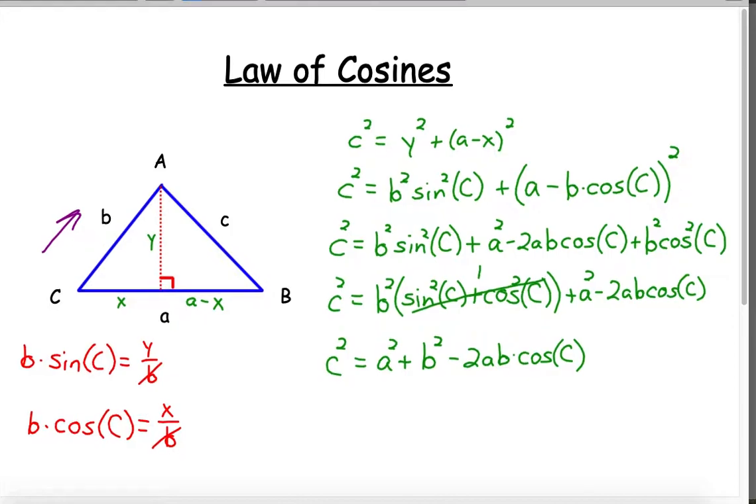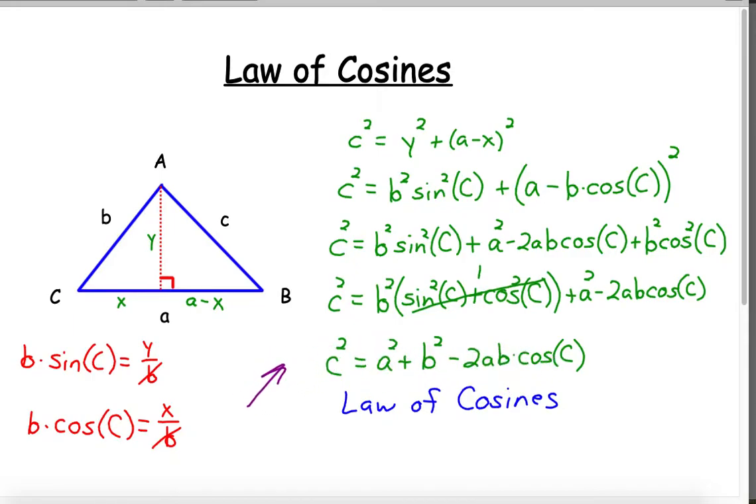And this is what's known as the law of cosines. Notice in this equation, we're using all three sides, side C, side A, side B, A and B again, and then we're using angle C. So we're using all three sides and one of the angles. So when is this going to be useful?